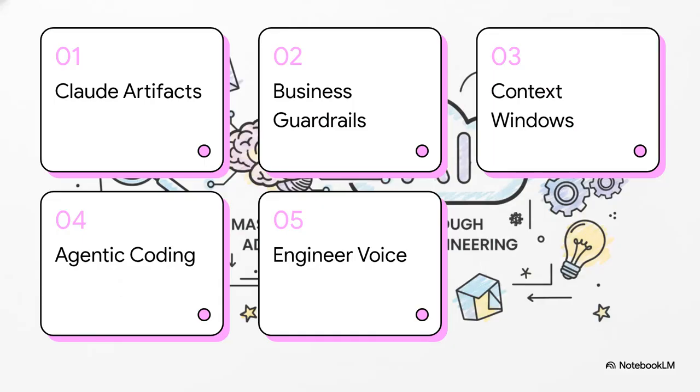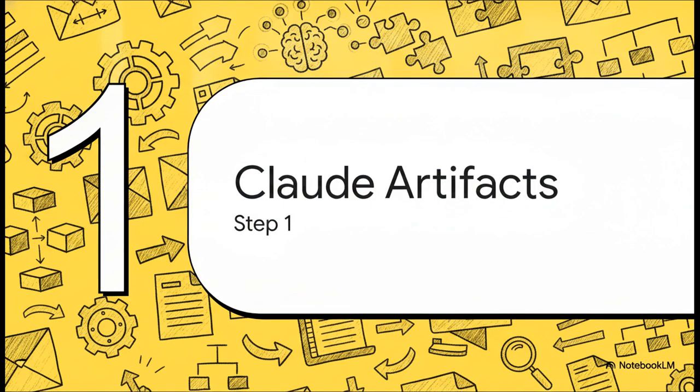Here is your literal skill tree for today. 1. Master Claude artifacts. 2. Build business guardrails. 3. Optimize context windows. 4. Secure agentic coding. And 5. Engineer context and voice.